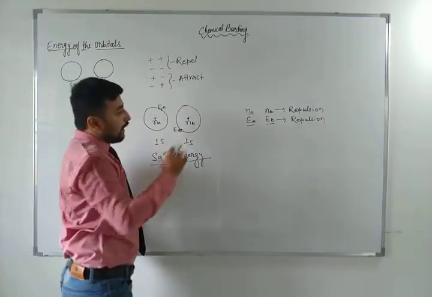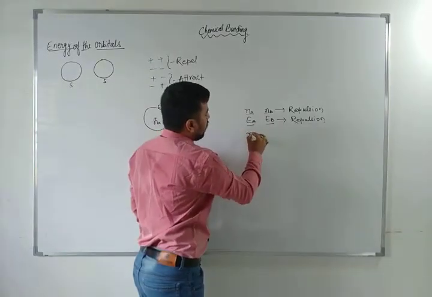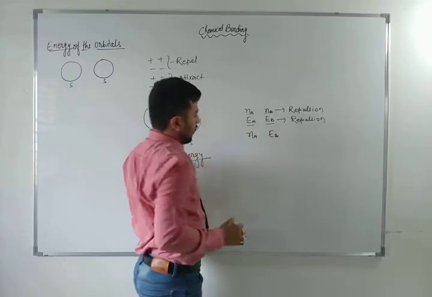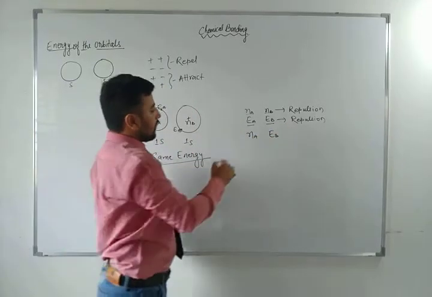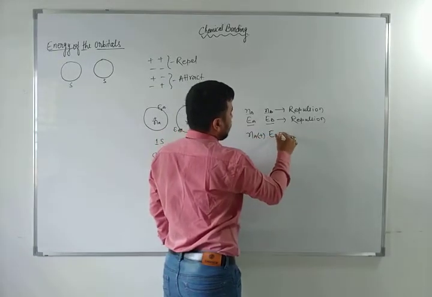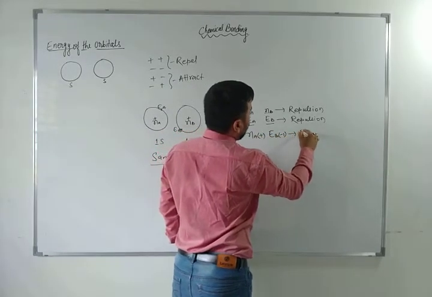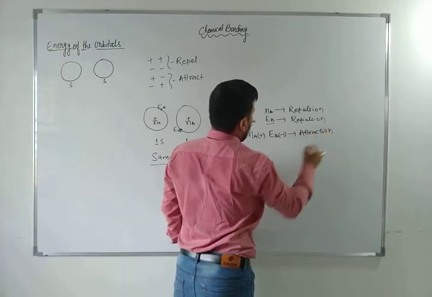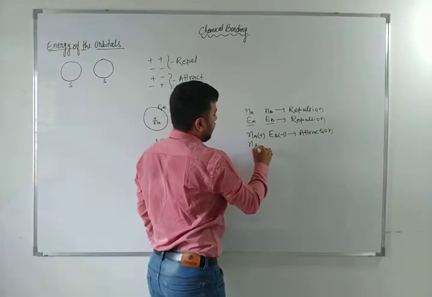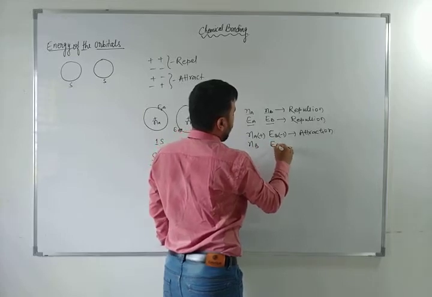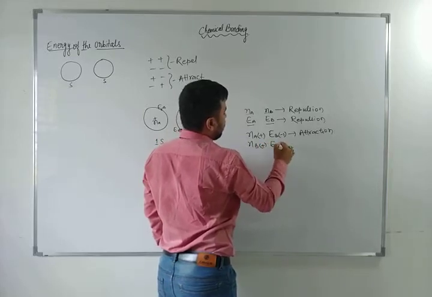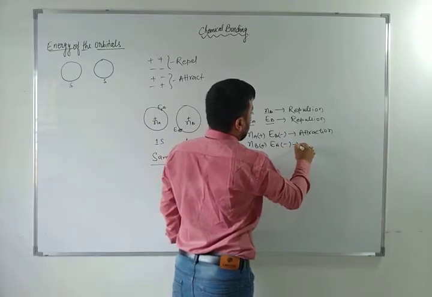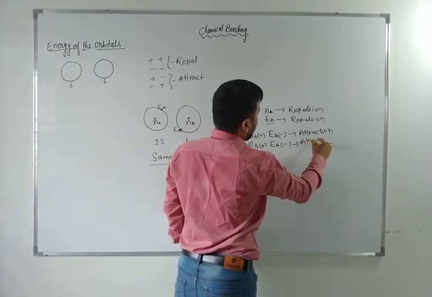Now, just suppose I talk about the nucleus of the A atom and the electron of the B atom, what will be here? Because this is positive charge and this is negative charge, both will do attraction. What will they both do? Attraction. If I talk about the nucleus of the B atom and the electron of the A atom, this is also positive charge and this is also negative charge. So what will happen? Again there will be attraction.